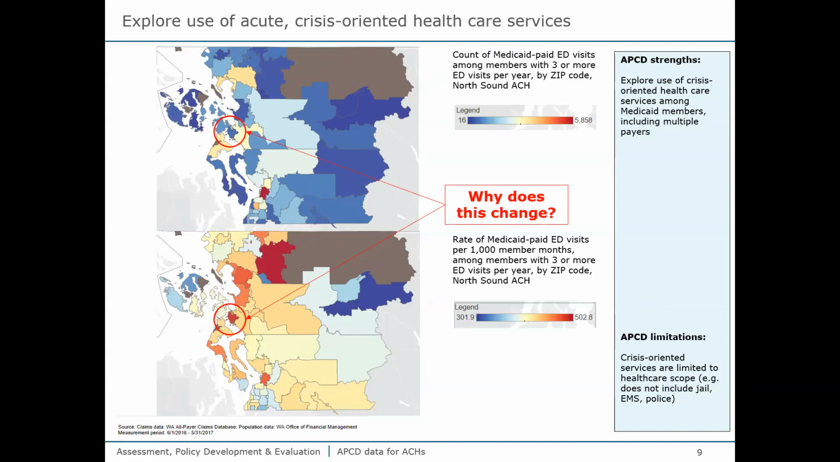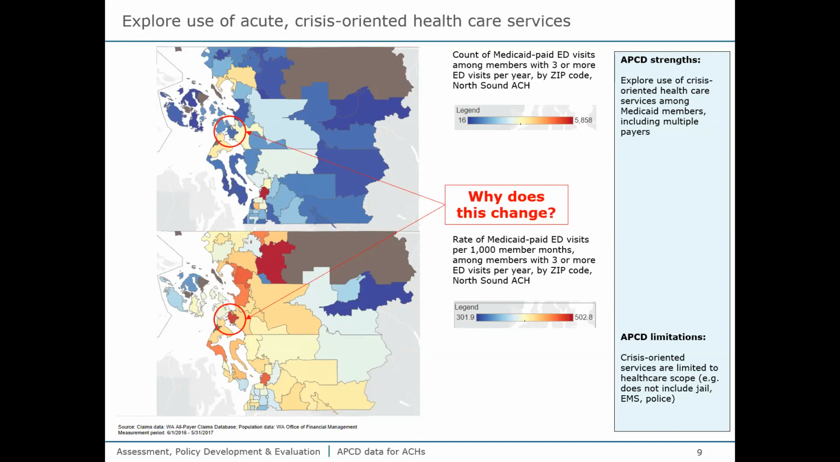What we can see on the top is that LaConner was colored blue. They had a very low count of ED visits. On the lower map, though, it actually is in the upper realm. As you can see, the legend ranges from 300 ED visits per 1,000 member months to 503. And LaConner comes in at about 488, so they're very high up there. And the reason being here, oh, actually, no, I don't want to say this. I want to ask, why does this change? Why is LaConner colored blue, so having a low count of ED visits on the upper map, but colored red on the lower map?